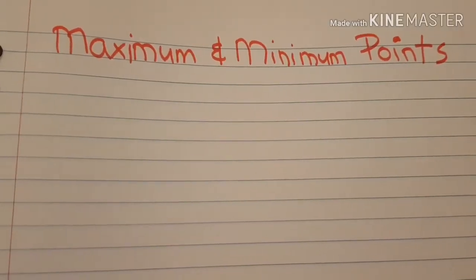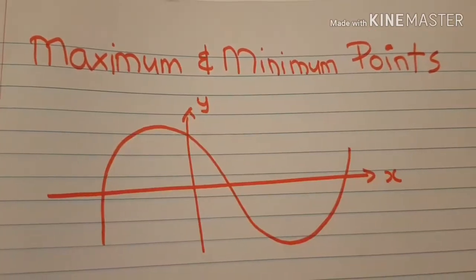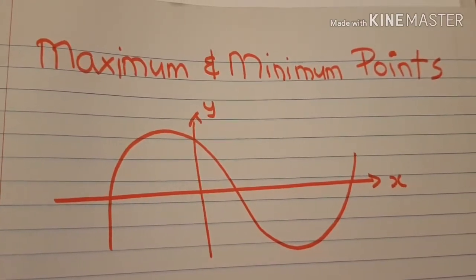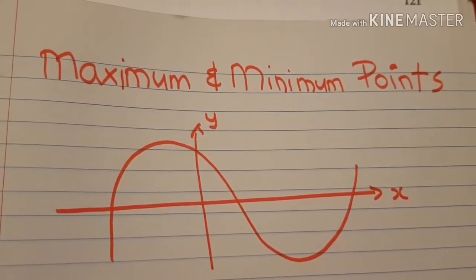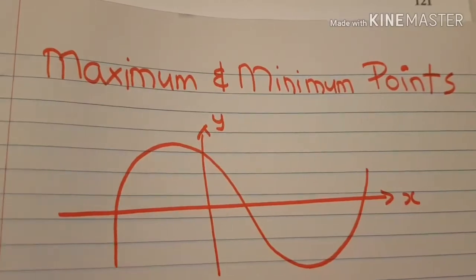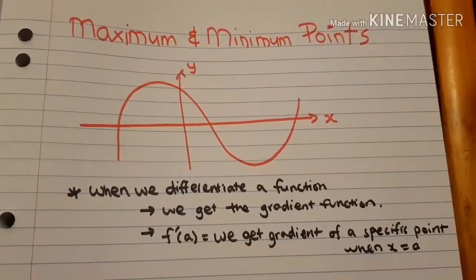Today we're going to go over maximum and minimum points of a graph. When we differentiate a function, we obtain a gradient function, right? And using that, we are able to find the gradient of the function at any point. So here you go. This is a summary.